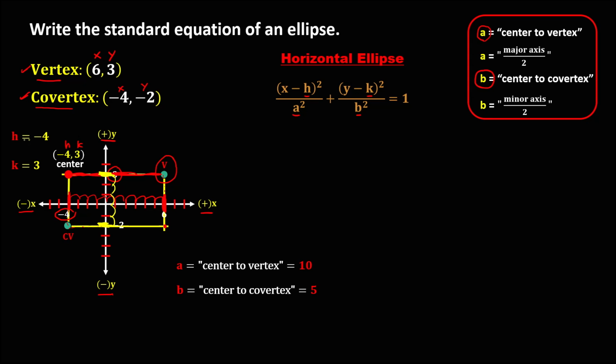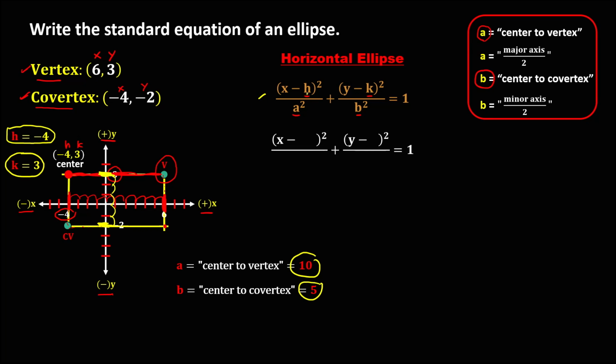Then substitute now these four values into this formula to find the standard equation of this ellipse. So we have x minus h, and h is negative 4. Then y minus k, and k is positive 3. Then 1 over a squared, so a is 10, so this is 10 squared. Then over b squared, and b is 5, so this one is 5 squared.